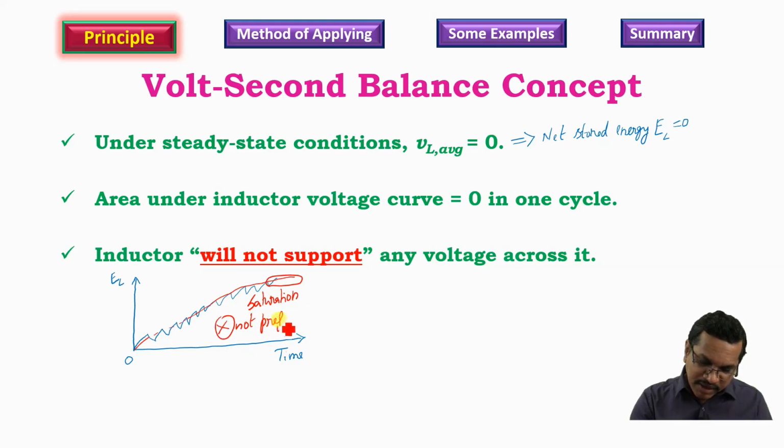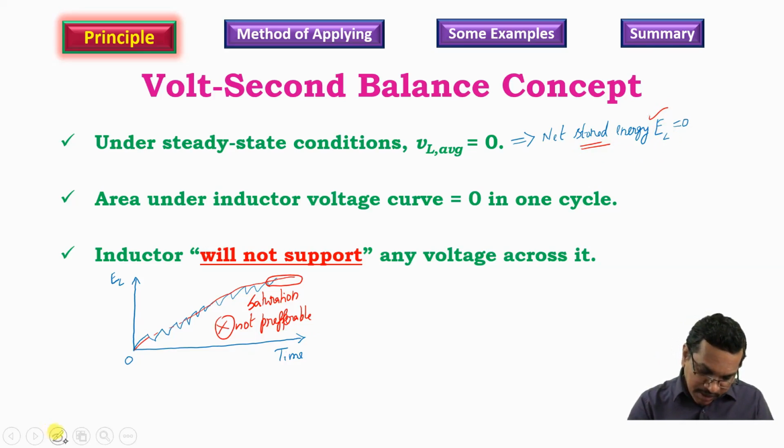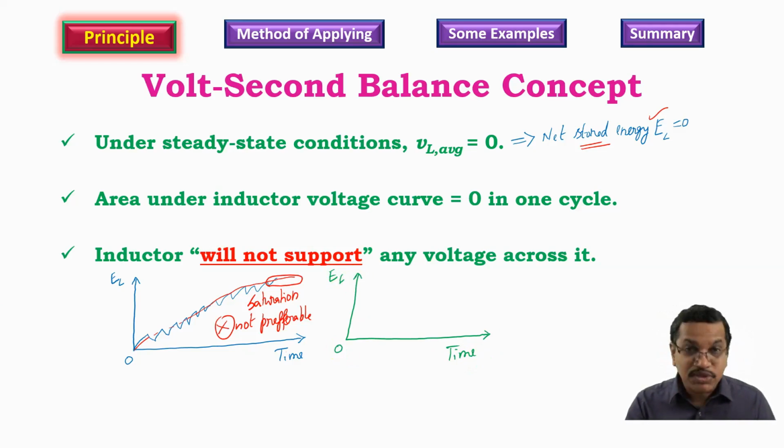That is one of the main reasons why we say that the net energy stored across the inductor should be equal to 0 over one switching cycle, which means if we try to plot based on this concept, then it should look something like this. After some time, which means when the circuit has reached steady state condition, the stored energy across the inductor will look something like that.